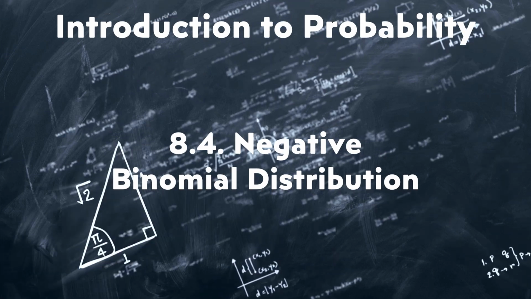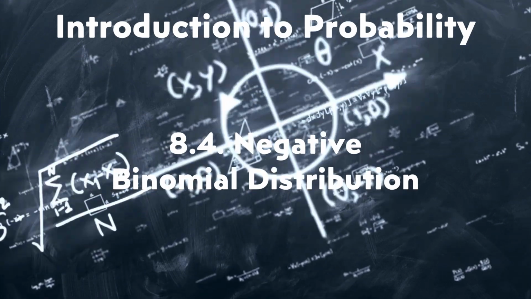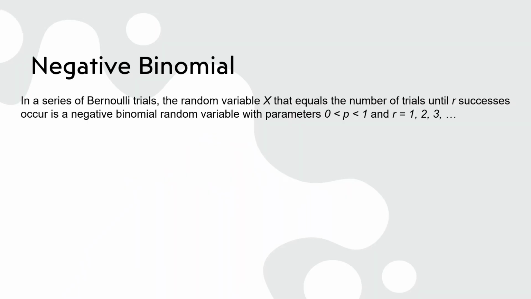Let's jump right into the topic of negative binomial distribution. The negative binomial distribution is used to model the number of trials required to achieve a fixed number of successes in a series of Bernoulli trials. In a series of Bernoulli trials, let's define X as the number of trials required to achieve R successes. The probability of success on each trial is P.